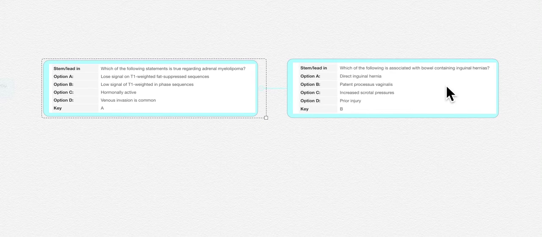Here's another example. Which of the following is associated with bowel-containing inguinal hernias? Again, you have no idea what they're talking about when you're looking at it. But you could ask a specific question that relates to perhaps the anatomy or the etiology of inguinal hernias in a separate question.